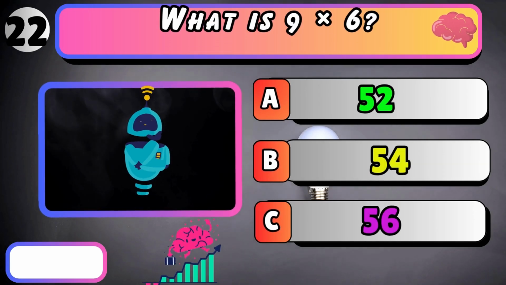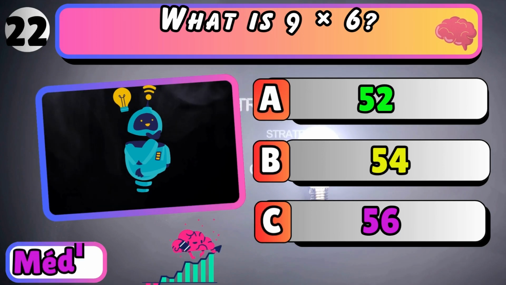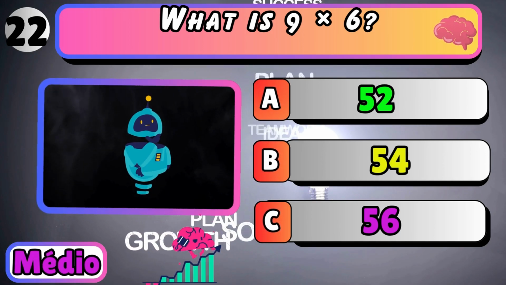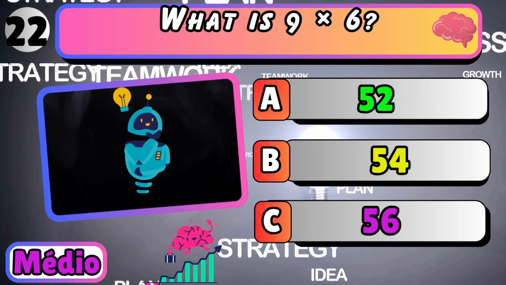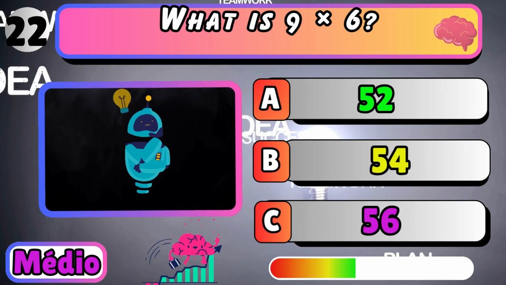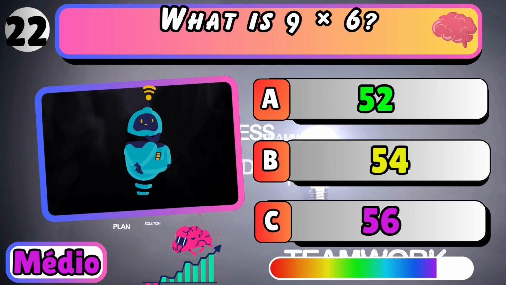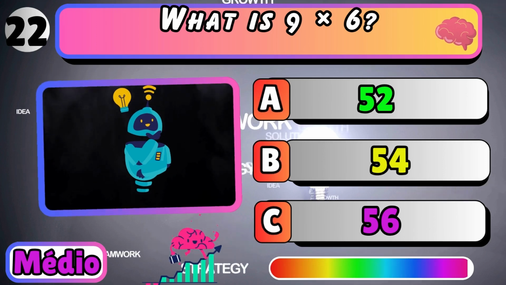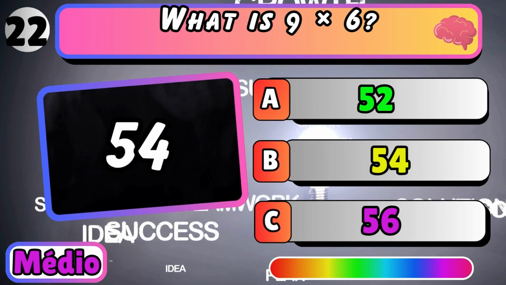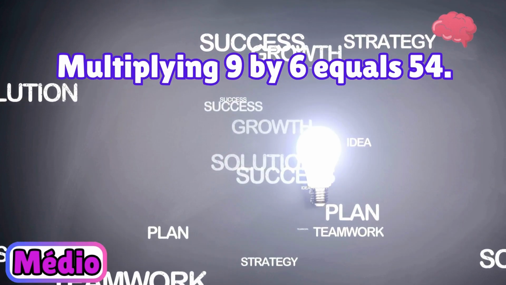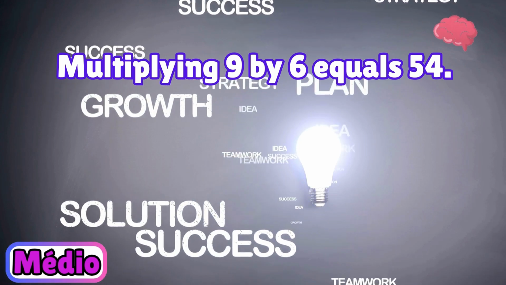What is 9 times 6? 52, 54, or 56? 54. Multiplying 9 by 6 equals 54.